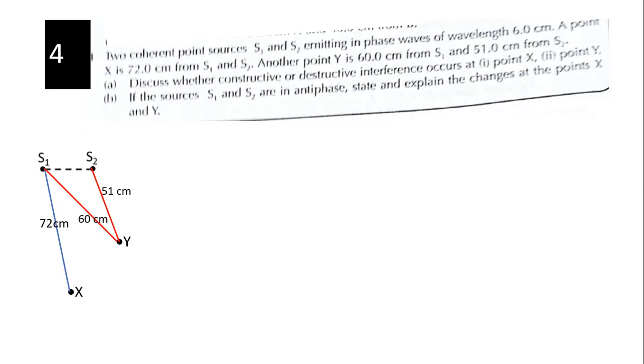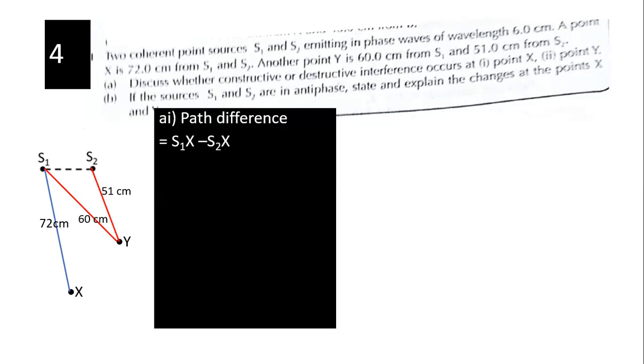Constructive. How about at Y? Just subtract it, get 0, so it's constructive. So constructive means it's 0, but then destructive means when it has value, right? Just subtract, and then see how many wavelengths. If it's a full wavelength, it means constructive. If it's half a wavelength different, or 1.5 or 2.5, then it's destructive.